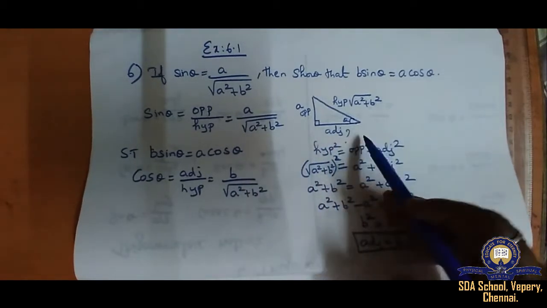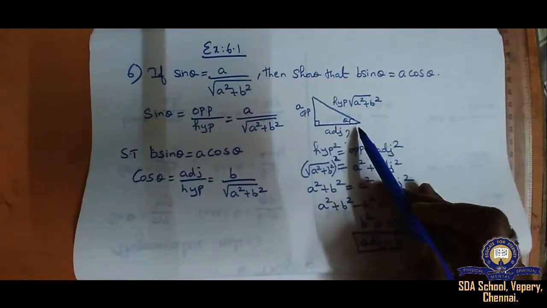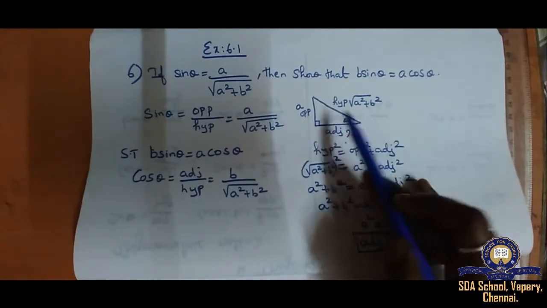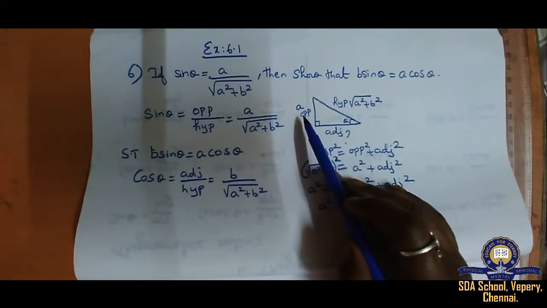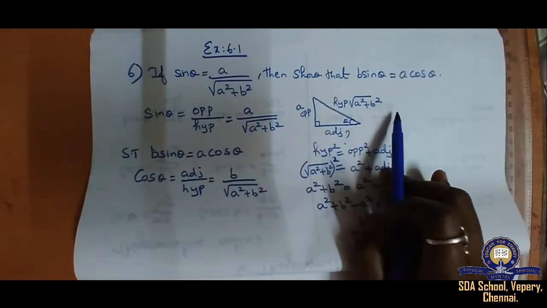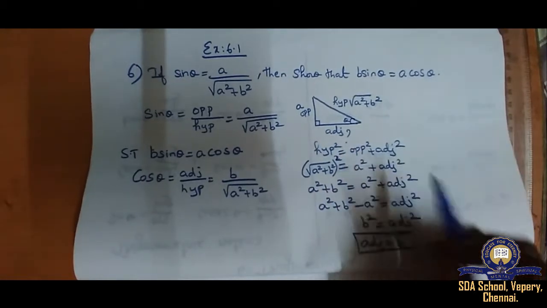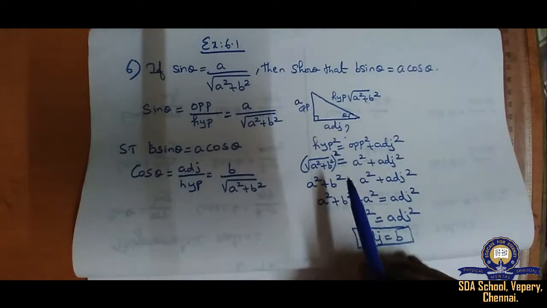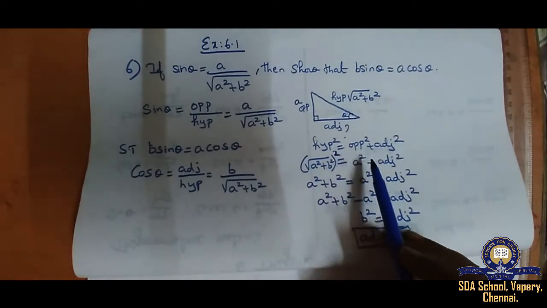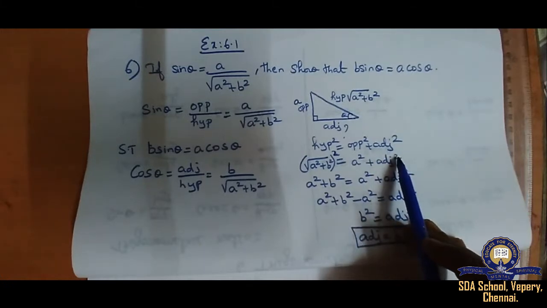So I have drawn a right angled triangle. Theta I have written here. Opposite to theta is the opposite side, that is a. Hypotenuse is the longest side, root of a squared plus b squared. Adjacent we are supposed to find out using the Pythagoras theorem formula. Hypotenuse square is equal to opposite square plus adjacent square is the Pythagoras theorem formula.